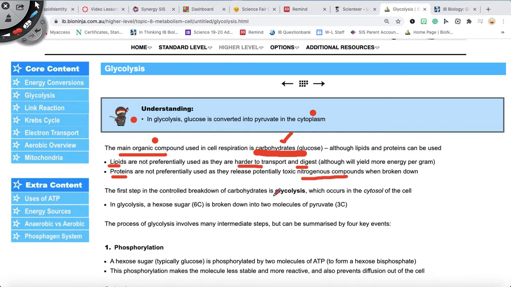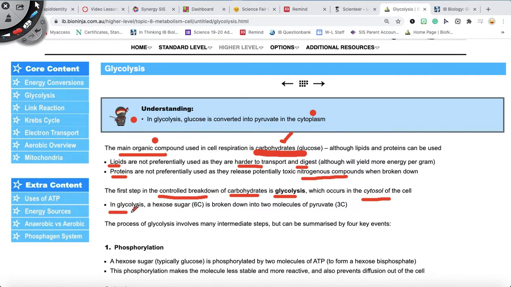So we have to think of glycolysis as the first step in cellular respiration, and we know that cellular respiration is going to yield a controlled breakdown of this carbohydrate known as glucose, and it's going to generate energy. So where does glycolysis happen? It happens in the cytosol, which is the name for the cytoplasm of the cell.